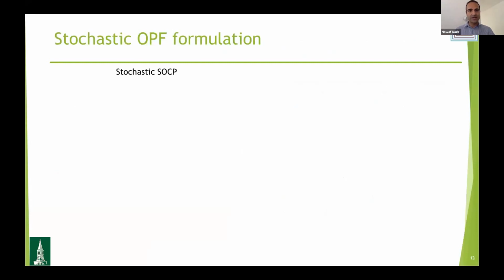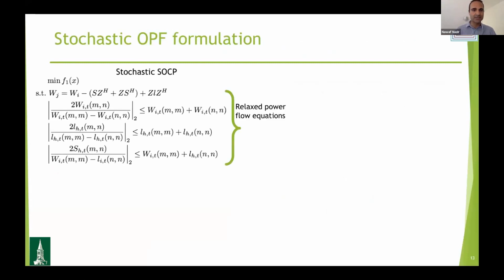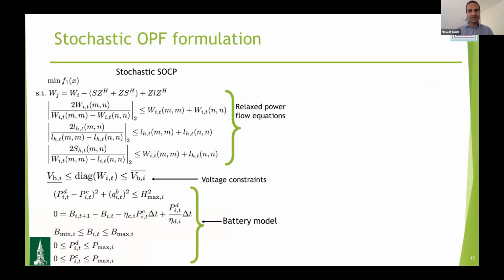So based on this, now I can formulate my complete stochastic SOCP problem. In the SOCP, I'm using relaxed power flow equations. I have the voltage constraints where I'm using the updated voltage bounds, which I get from the chance constraint. And then I have the battery model, where I have constraints on the state of charge and the battery power limits.